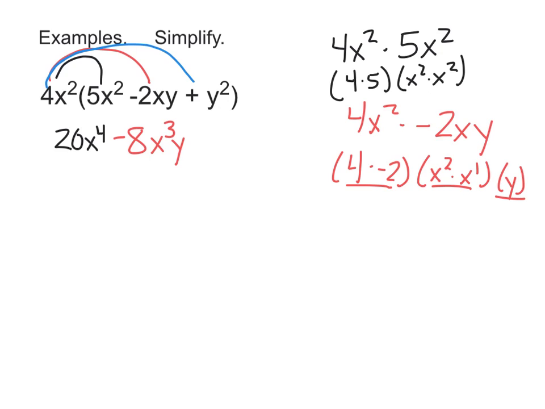Finally, we'll distribute here. I have a 4x squared times a y squared. Here, nothing really to combine, so 4x squared times y squared is just going to be a +4x squared y squared. And one thing to check out is, notice none of these variable parts are identical, so I can't combine anything else. If they did end up being identical after I distribute, I would have to combine those like terms together into one.